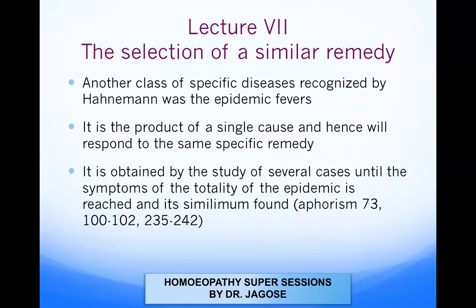Another class of specific disease recognized by Hahnemann was the epidemic fevers. It is a product of a single cause and hence will respond to the same specific remedy. So the cause of an epidemic disease is the same, a single cause. Therefore, all the persons will respond to that specific remedy. It is obtained by the study of several cases until the symptom totality of the epidemic is reached and a simillimum is found. So in order to find the correct simillimum, we have to study several cases so that the totality becomes complete, and the remedy which is selected is known as the genus epidemicus. Aphorisms 73, 100, 102, 235 to 242.